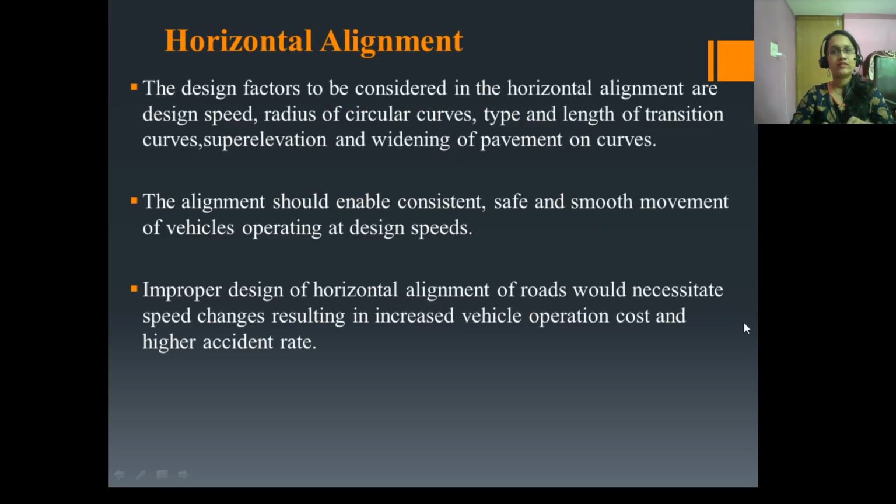The design factors to be considered in the horizontal alignment are the design speed, radius of the circular curves, the type and the length of the transition curves, the super elevation, and the widening of pavement on the curves. The alignment should enable consistent, safe, and smooth movement of vehicles operating at design speed. Improper design of horizontal alignment of roads will necessitate speed changes, resulting in increased vehicle operation cost and higher accident rates.